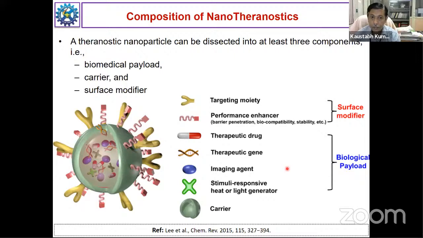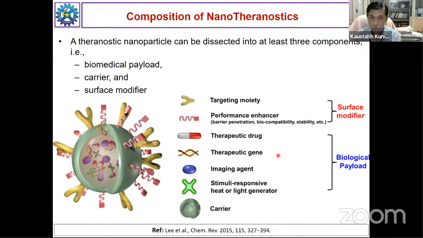And the carrier is a nanomaterial which has different sizes and shapes, as you can see. Generally, surface modifiers are used in different ways, using some biocompatible materials and some targeting moieties. And as I said, the biological payloads are drugs, therapeutic agents, and any imaging agents. So these are the very basic concepts when you imagine a theranostic construct.